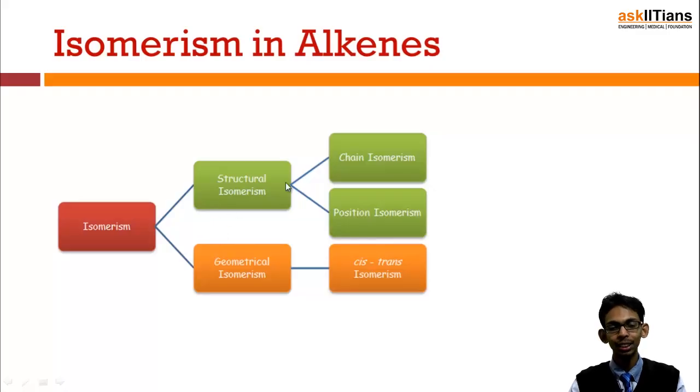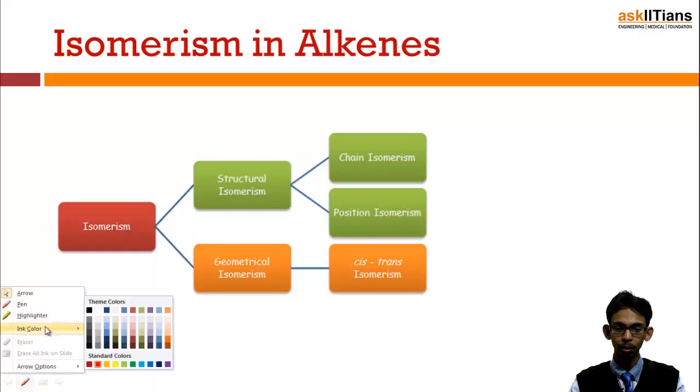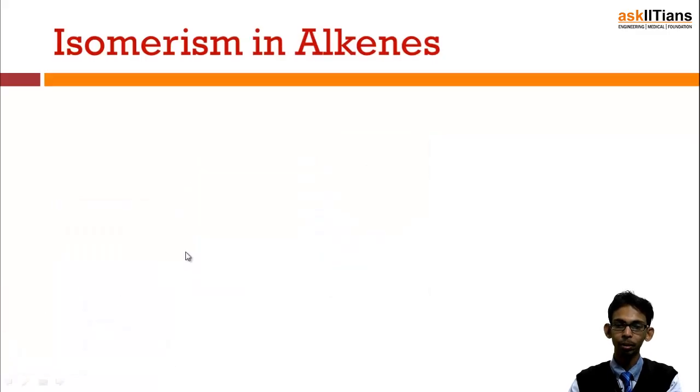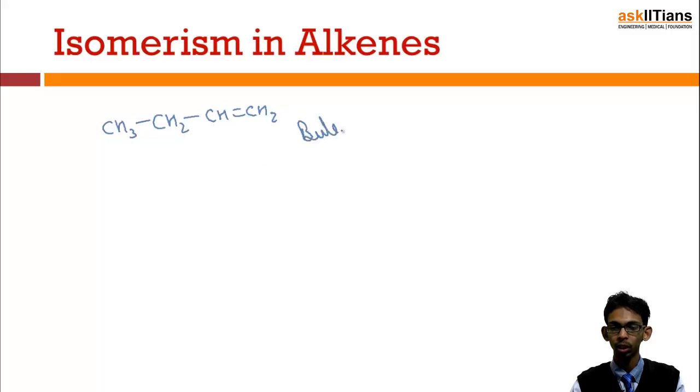Structural isomerism is again of two types in case of alkenes. The first is chain isomerism, then position isomerism, and then comes cis and trans isomerism. Let's discuss them one by one. The first isomerism is chain isomerism, and what happens in this case is, let's say this is the first member, CH3, a member of the alkene group, CH double bond CH2. Its name is, 1, 2, 3, 4, so it is butene, or in a more accurate way it is 1-butene. This is one structure.